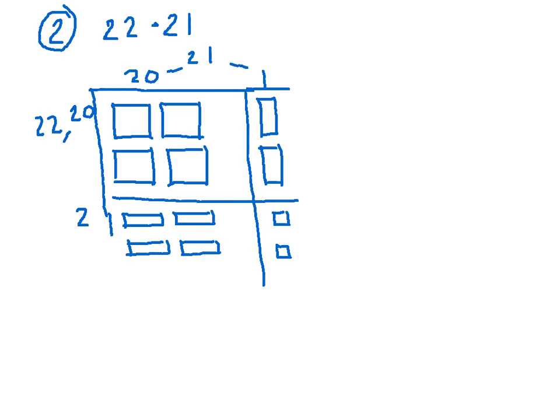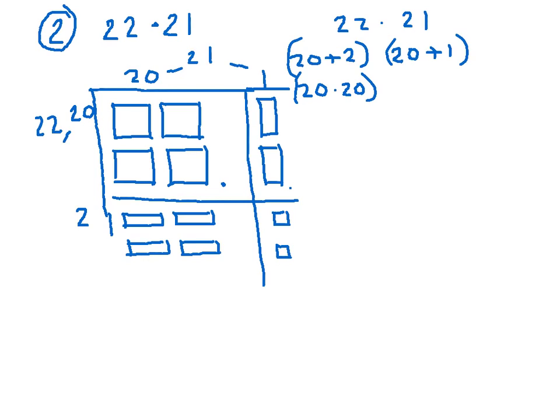Now I want to record what I've done. The problem is 22 groups of 21. I decompose 22 into 20 plus 2 and 21 into 20 plus 1. In that very first array, we have 20 rows with 20 in each row. And then in the next one, we have 20 rows of 1. And then there's 2 rows of 20, 2 rows of 20. And the final array is 2 rows of 1.